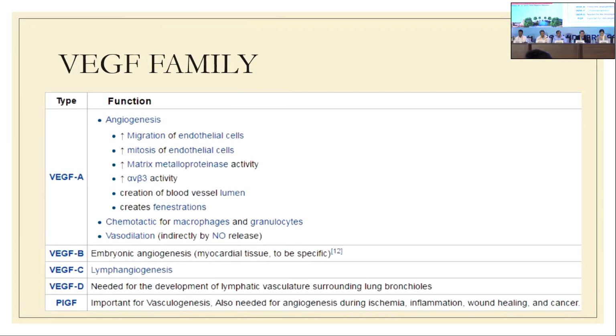So the anti-VEGF mainly targets the VEGF-A level, and the VEGF-B, C, and D, they are also known for the vasculogenesis, and PlGF important for the vasculogenesis. So most of the anti-VEGF, they target the VEGF-A. So in the angiogenesis, there is a migration of the endothelial cells, increased mitosis of the endothelial cells, increased matrix metalloproteinase activities, and chemotactic for the macrophages and granulocytes. So vasodilatation indirectly by the NO release.